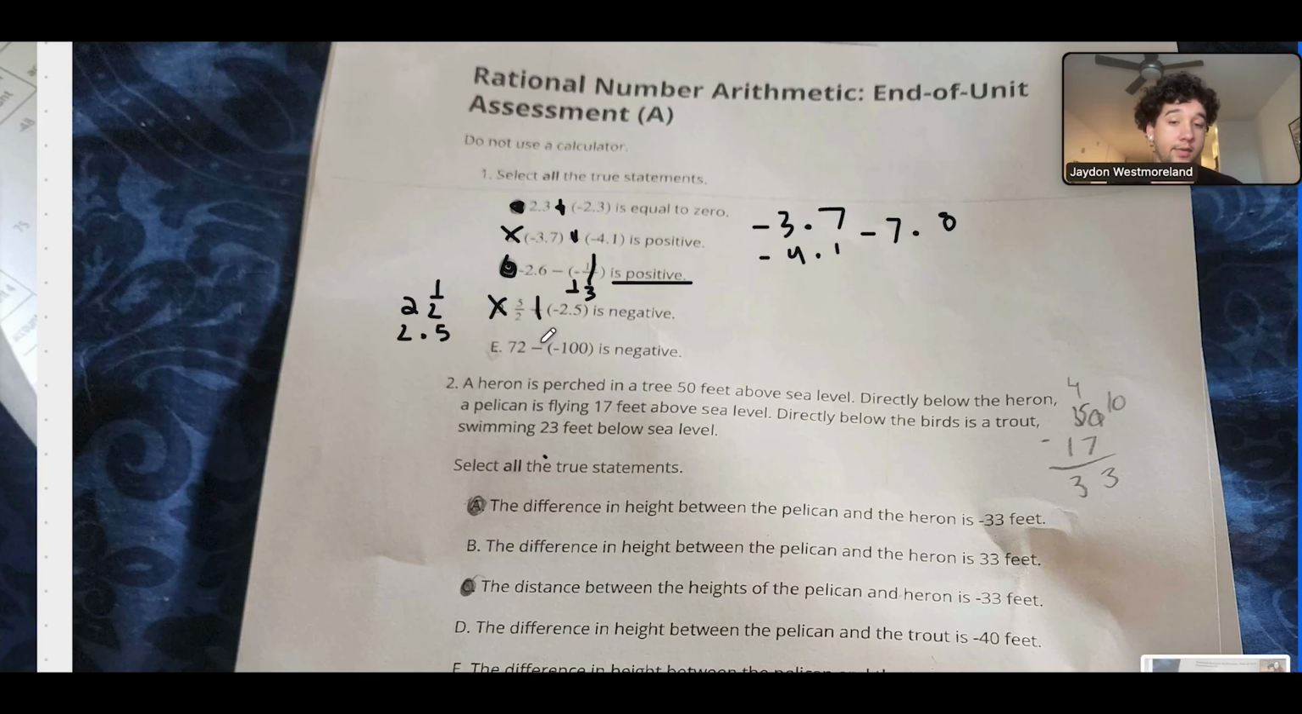And then negative 72 minus negative 100. Again, double negative. This turns into a positive. 72 plus 100 is in fact not negative. So I agree with all the questions there.